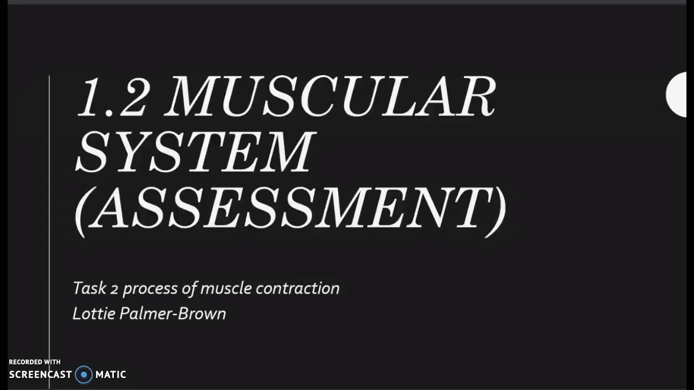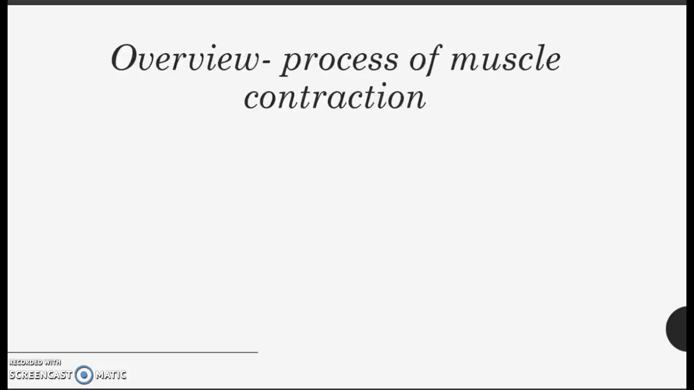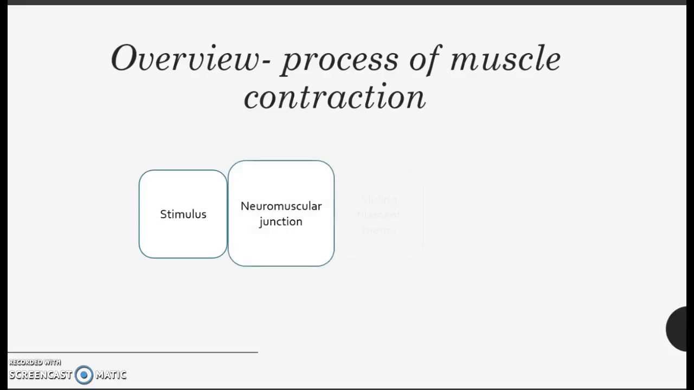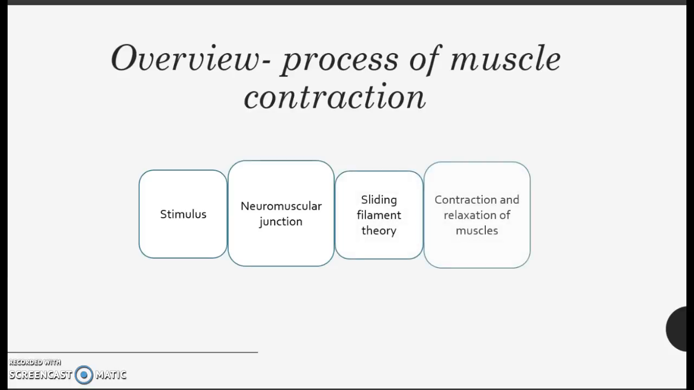So here's the muscle system and the processes of muscle contraction. Just an overview of the process of muscle contraction is how it starts with the stimulus to the neuromuscular junction, to the sliding filament theory and contraction and relaxation of muscles.